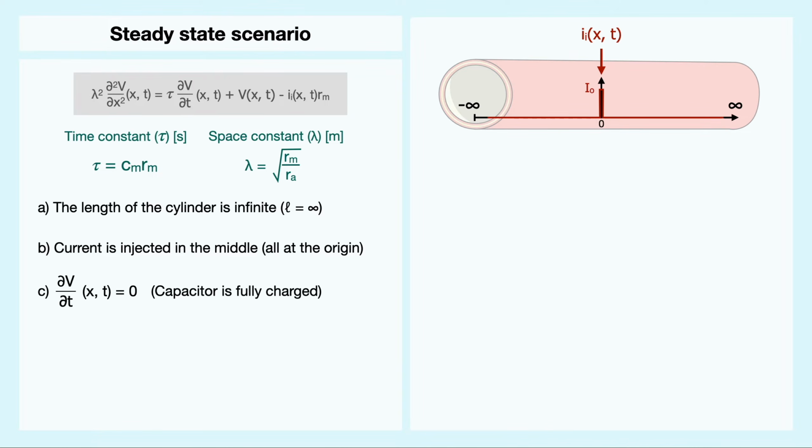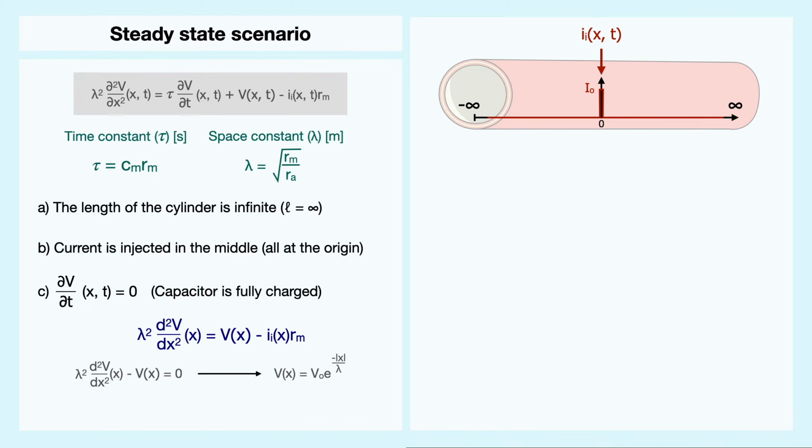By imposing the condition that del V del t is equal to 0, our partial differential equation now simply becomes a differential equation as it only takes position into consideration. The solution for this equation when we disregard the current is the following.